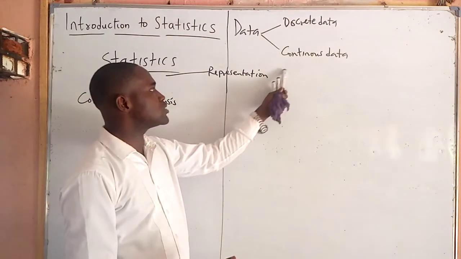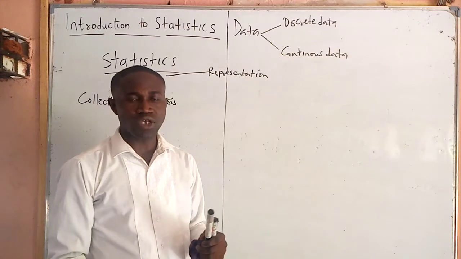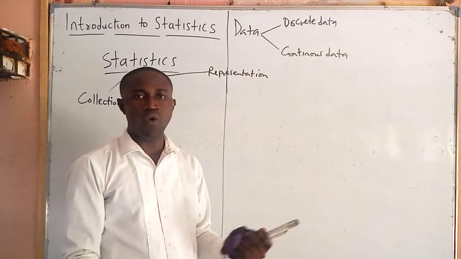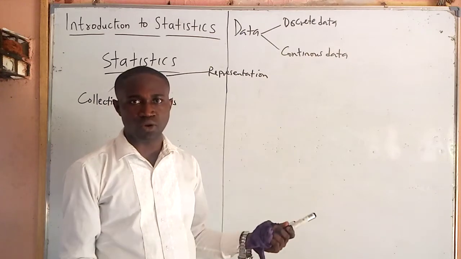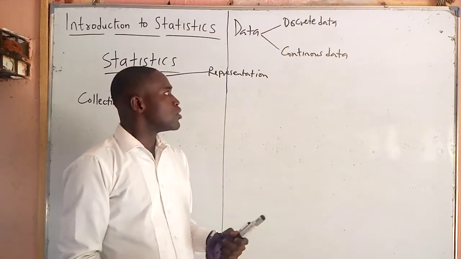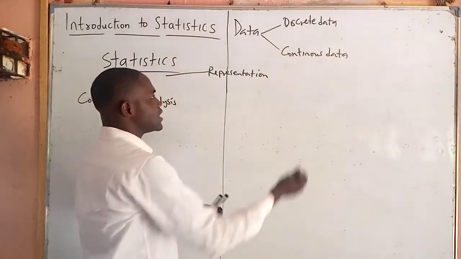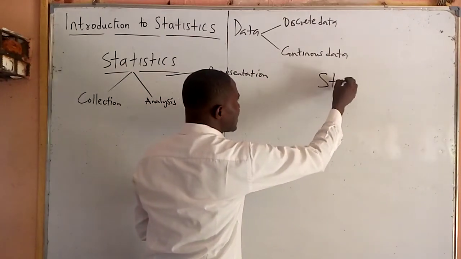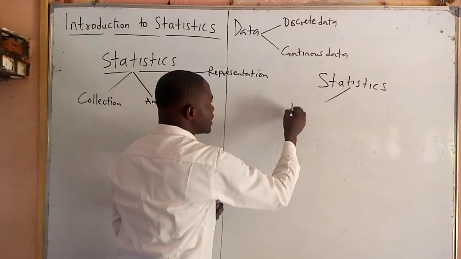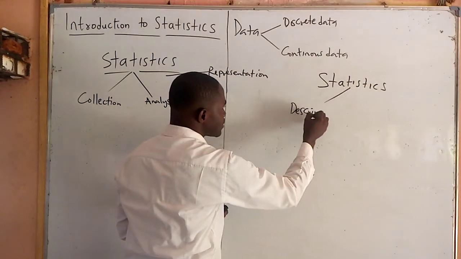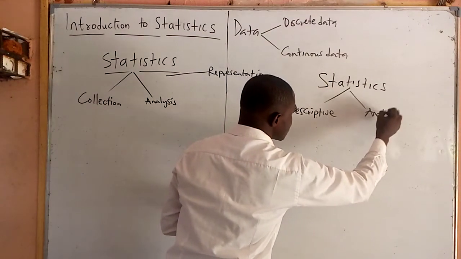What do we mean by continuous data? It simply means data that can be measured, such as your mass, your weight, your height. You can measure it with a lot of measuring instruments. So you classify them as continuous data. Statistics is broadly divided into two. One, descriptive statistics, and two, analytical statistics.